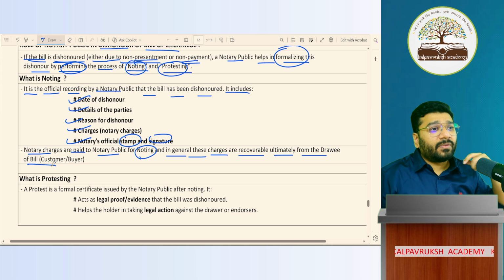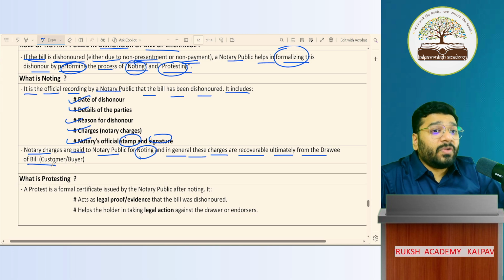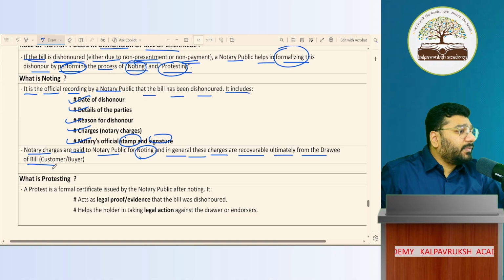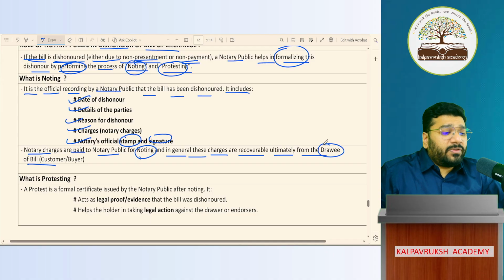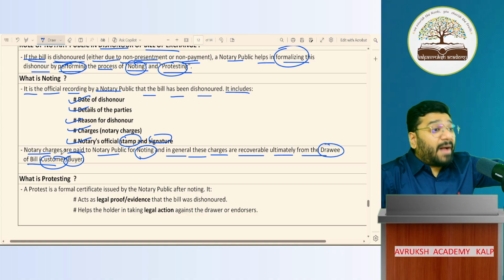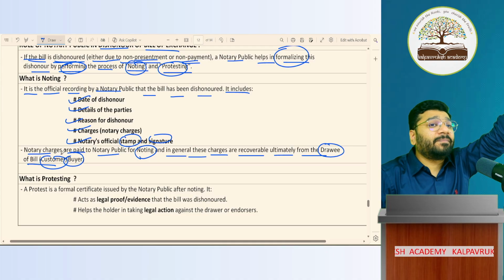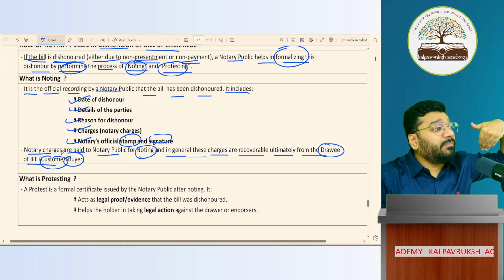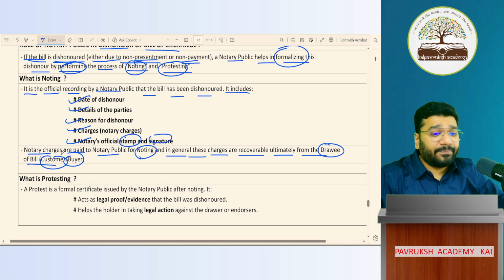Now listen to me very carefully. What did I say? Drawee or drawer I said? I said drawer, I'm so sorry. It is recovered from the drawee of the bill. That is basically the customer and the buyer. Now listen to me very carefully. If the reason for dishonourment is non-payment, who is the person responsible for non-payment? The buyer. So since the buyer did not make the payment, I had to go and approach the notary public. Then the notary public had to come. I had to make him do all the noting work and I had to make the payment. So these charges that I paid from my pocket are because of whose mistake? The customer's mistake, the buyer's mistake. So ultimately this money will be recovered from the buyer.